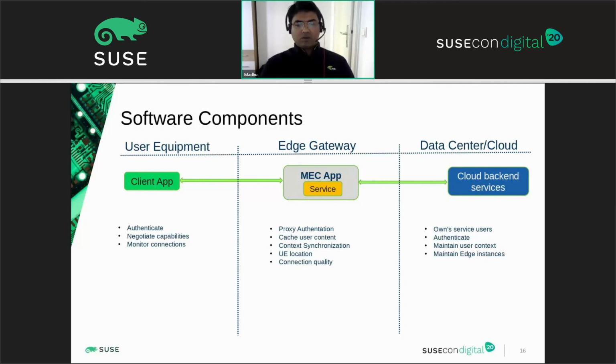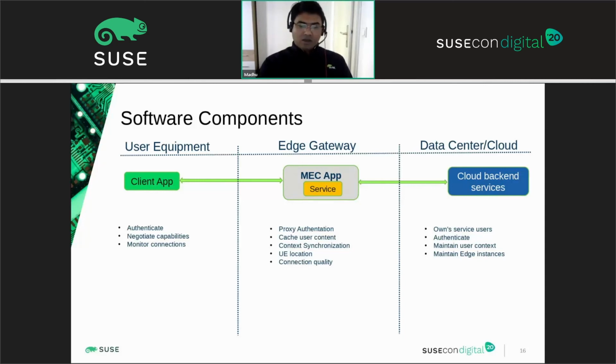So user equipment will still have to do some of the basic tasks like user authentication, initiation, or identifying which network to connect to. These are things which the user equipment still has to do, and the data center will still have to contain the service provider details as to which users are eligible for what kind of services. It should maintain the list of users and the number of edge instances that are running the services.